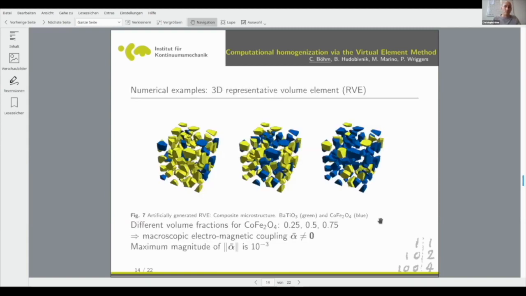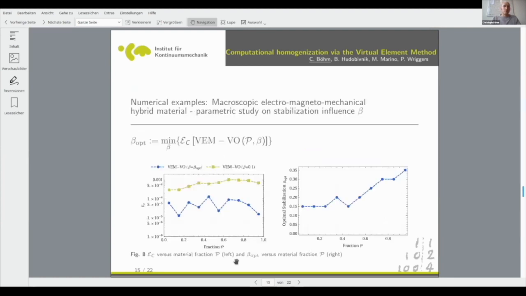We change the volume fraction of the RVE for one material, and we observe basically the maximum magnitude of electromagnetic coupling. This is this alpha bar, or the magnitude of the norm of alpha bar is basically at its maximum at 10 to the power of -3, which is quite high for electromagnetic coupling. So as, for example, natural materials have, I guess, 10 to the power of -9 or something like that. What we compare then is, again, the computational error and for an optimal beta.